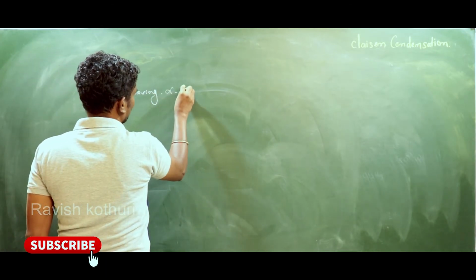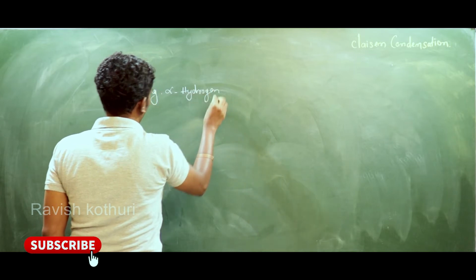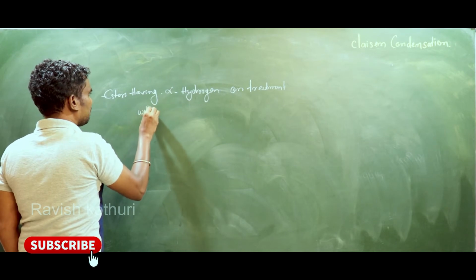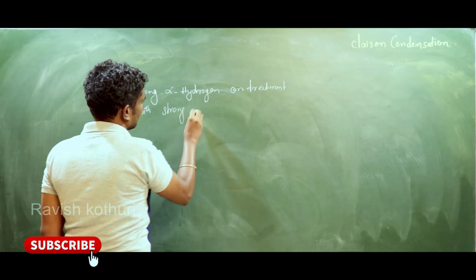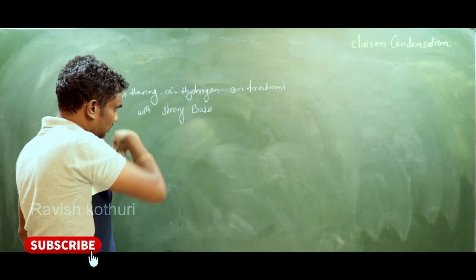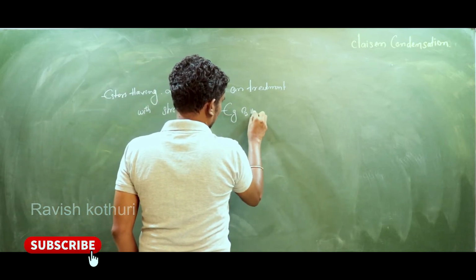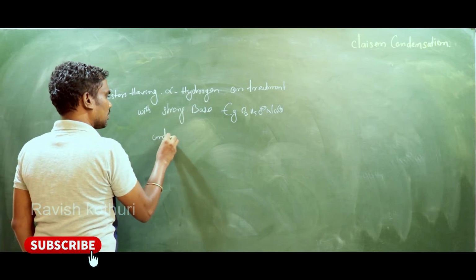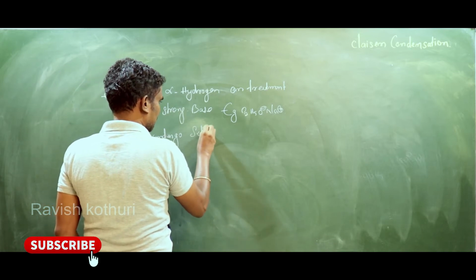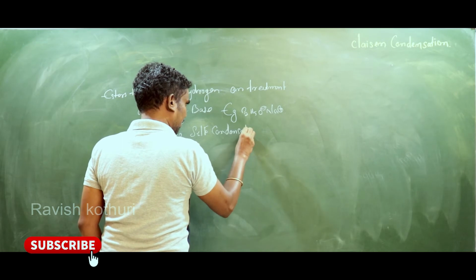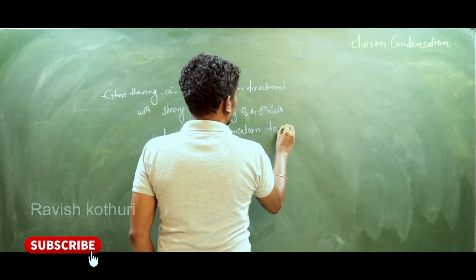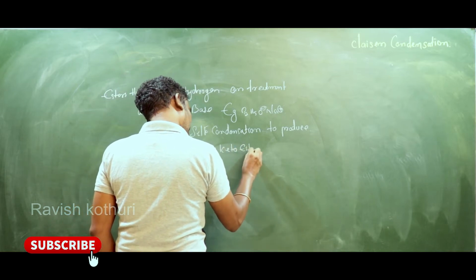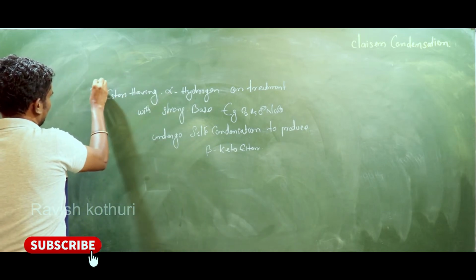esters having alpha hydrogen on treatment with strong base, example C2H5O- Na+, undergo self condensation to produce beta keto ester. See, my dears, the definition is not important, right?